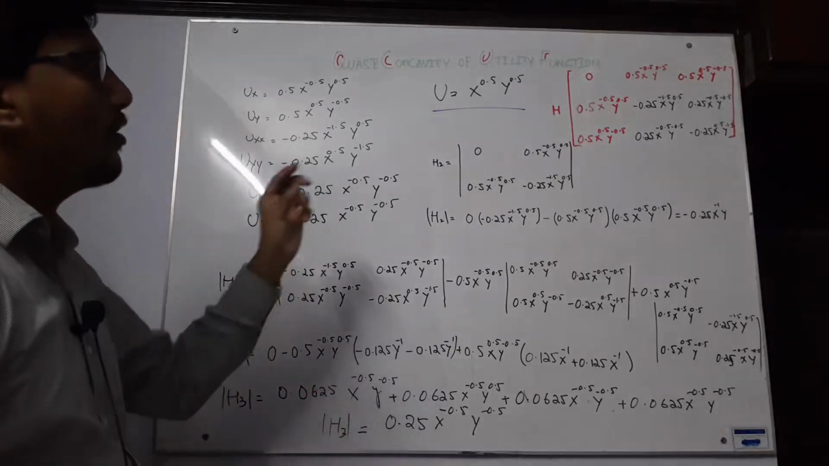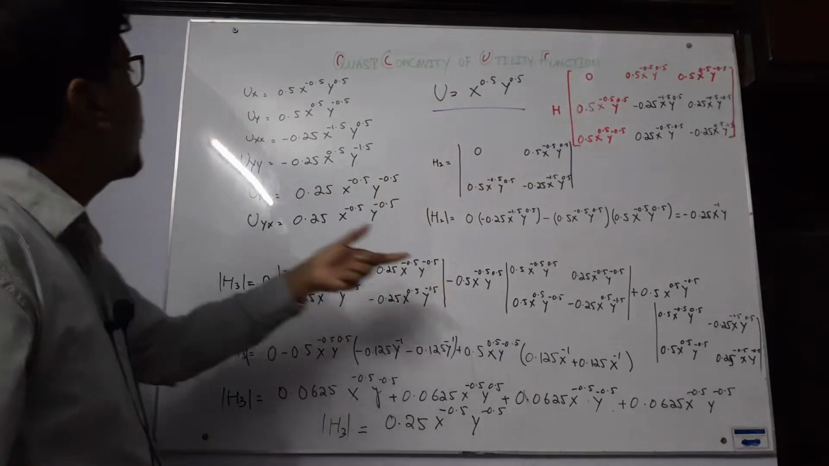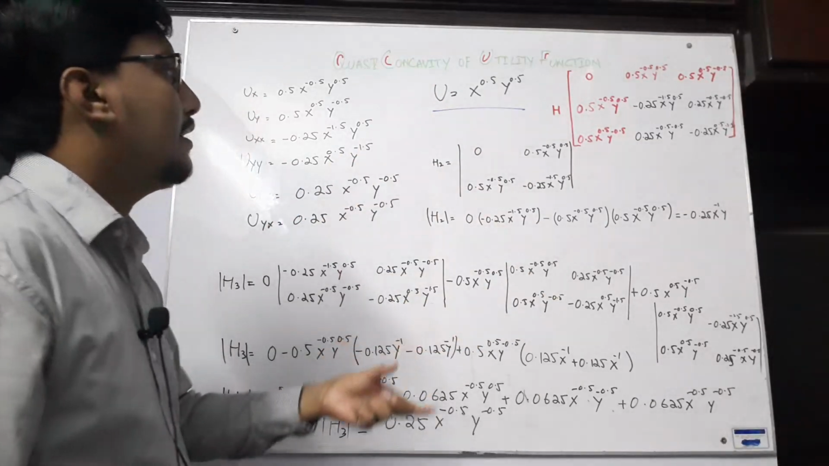We will make the border by using the first derivatives, and then we will put the cross derivatives and second derivatives in the other terms.